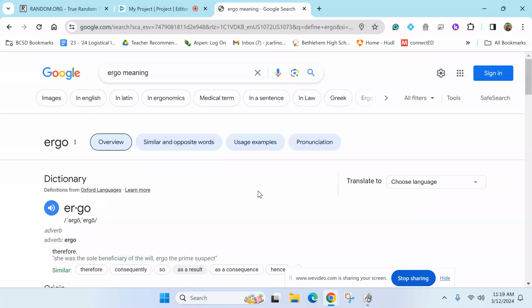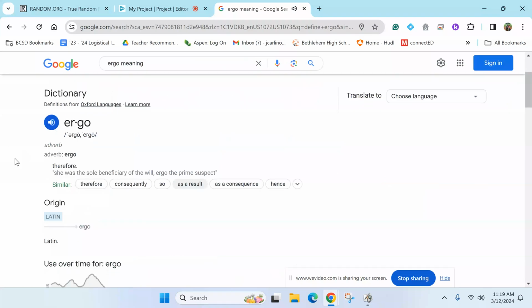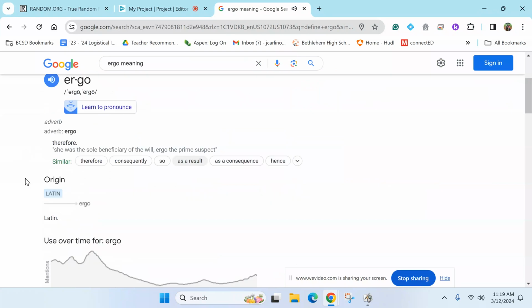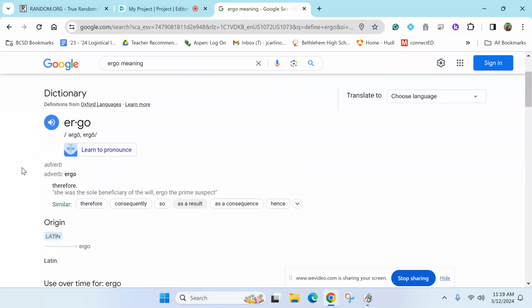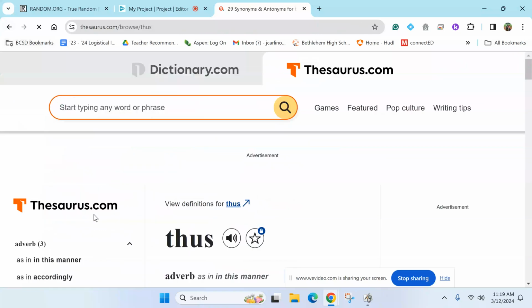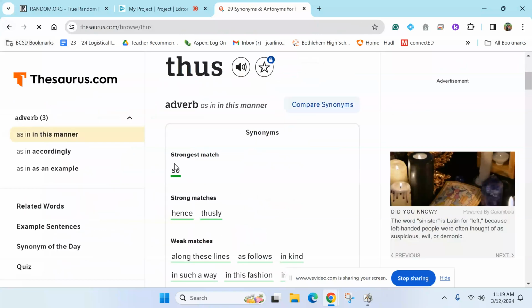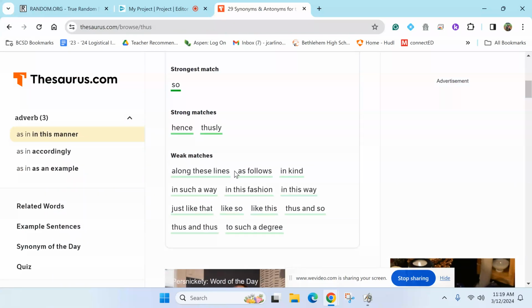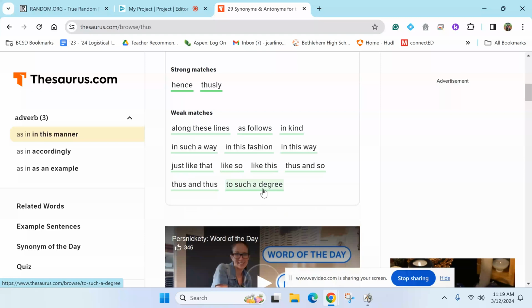Anybody know? Never heard of that one? Ergo? Yeah? No? Meaning therefore? Nothing else? What else do we have here? Let's go to the thesaurus. Thus, so, that's the strongest match. Way to go. There you go. Hence, thusly, along the lines, to such a degree. Add a little math in there. Mr. Claremont, how we doing? Ergo is one of my favorites.